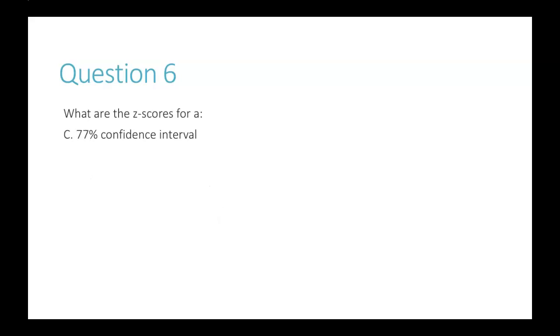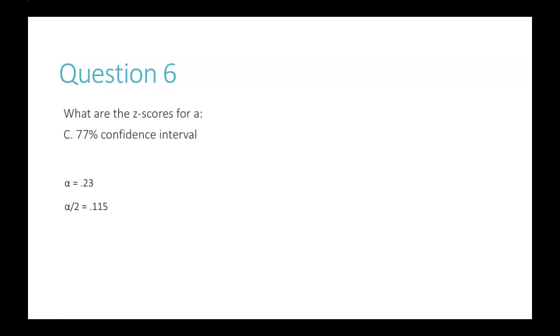Now this last one here, a 77% confidence interval. Well, so your confidence level is 77%. If we do 1 minus 0.77, you end up with an alpha of 0.23. 1 minus 0.77 equals 0.23. And we need an alpha divided by 2. So if we do 0.23 divided by 2, we'll end up at 0.115.